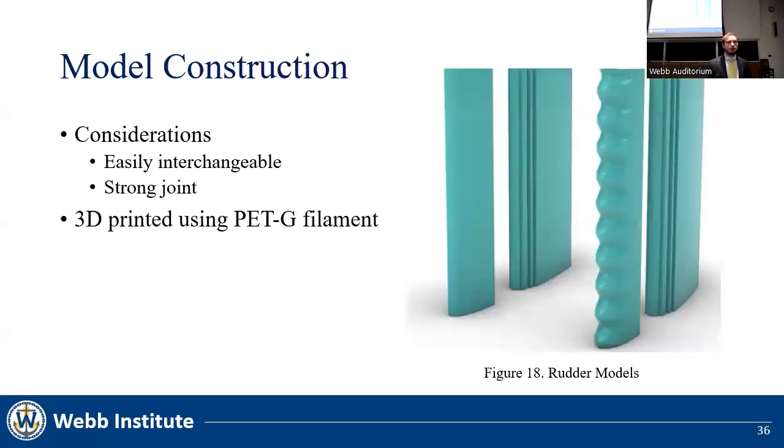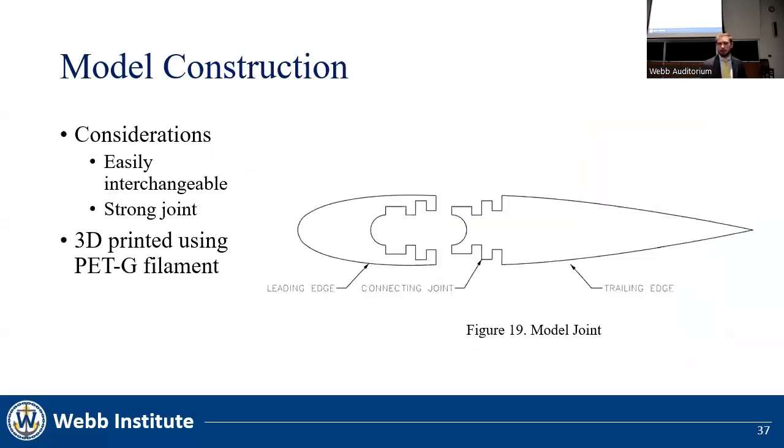There were also some considerations made when developing the rudder. It had to have an easily interchangeable leading edge so that the conventional and wavy edge could be tested using the same trailing edge. Future designs could be optimized and printed more quickly since the entire foil does not have to be reprinted. The joint was developed around the shaft so that the apparatus would not have to be taken apart when exchanging the leading edge.